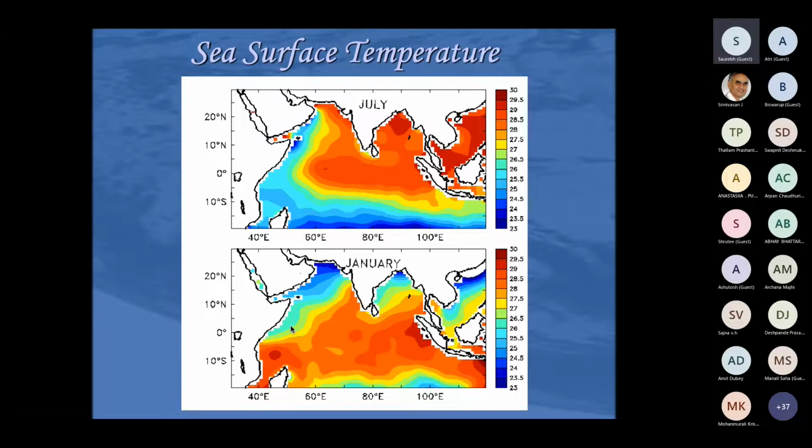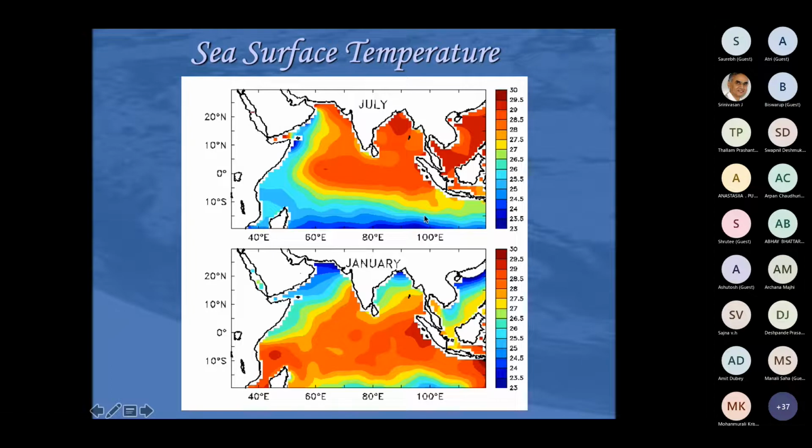This is an example of how ocean temperature changes as a function of season. The Indian Ocean is fairly warm, with the temperature exceeding 28 degrees over a large region. This is a picture for July, where you can see that most of the Arabian Sea and the entire Bay of Bengal is very warm. The western side of the Arabian Sea is cool. So the eastern side of the ocean is warm and the western side is cool.